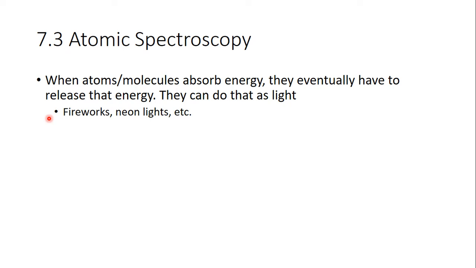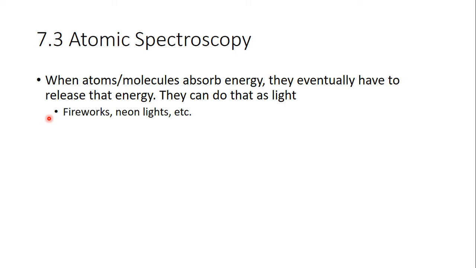Alright, now that we know that light can behave both like particles and waves, let's actually look at some properties of light. And first, we're going to talk about atomic spectra. That is, atoms or molecules. They're made up of electrons, and electrons make up light as well. They can absorb and release energy, and they do this as light.